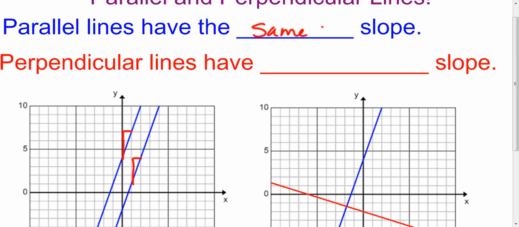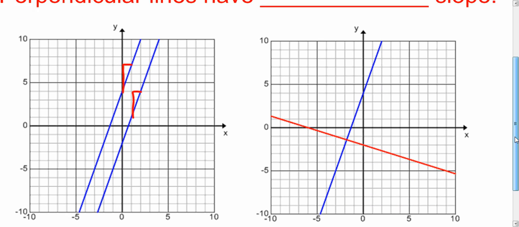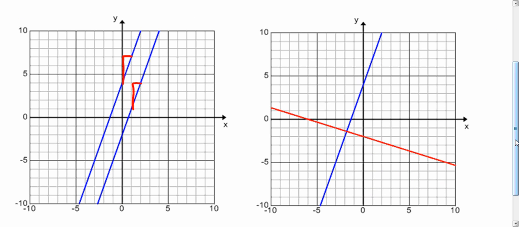Okay. Perpendicular lines, though, their slopes are a little bit different. If we look at the red line, this one goes down 1 and right 2. So it has a slope of -1/2. Whereas the blue one goes up 2 and right 1, so it has a slope of +2/1. I want you to notice that these two fractions right here are reciprocals of each other, and the sign has changed. This one is a negative, and this one is a positive.